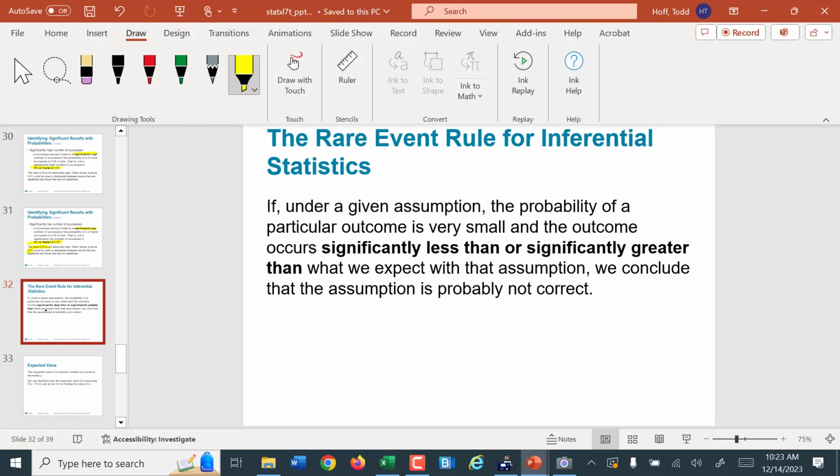So the rare event rule, like we said, is if we make these assumptions, and then we observe an event that has a very, very small probability if that assumption were to be true, well, then we decide that the assumption has to be incorrect, that we assume that an extremely rare event doesn't occur.